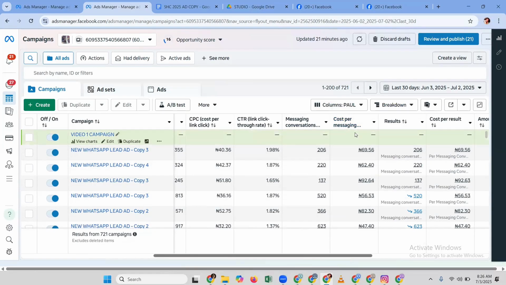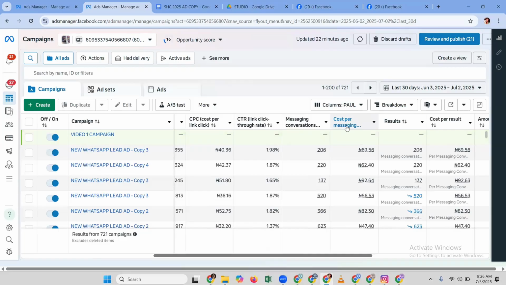As a business owner, you need to have an acceptable cost per result. Anytime I come to this advert and I see that my cost per result is above 100 naira, I am turning it off. I am not thinking, okay, maybe I can give it some time. No, I am turning it off because 100 naira is the highest, the biggest height that I have set. All right. So as you can see, I have not reached my acceptable cost per result. So my adverts will keep running.